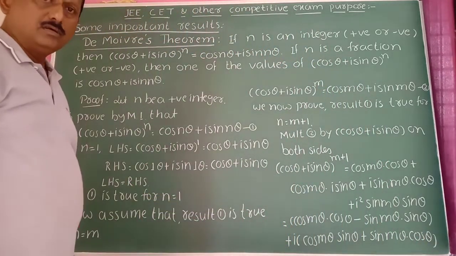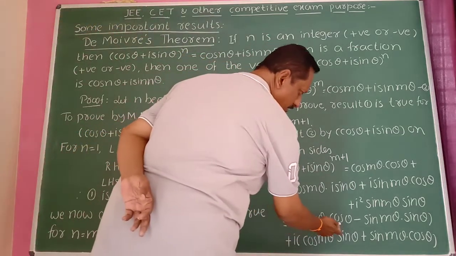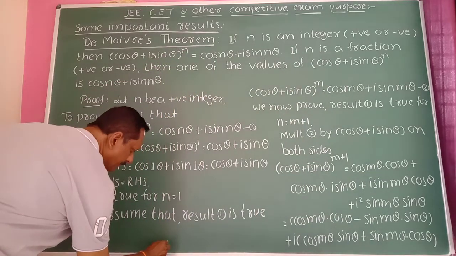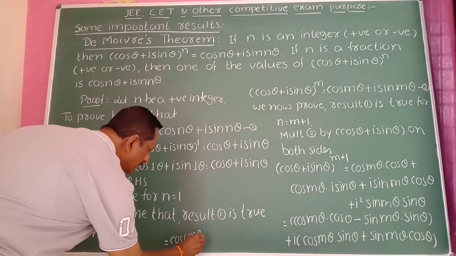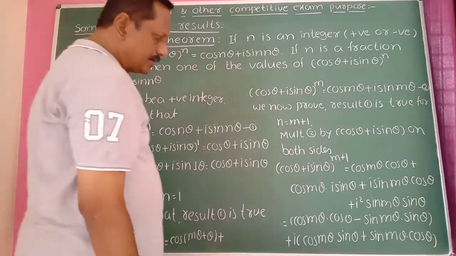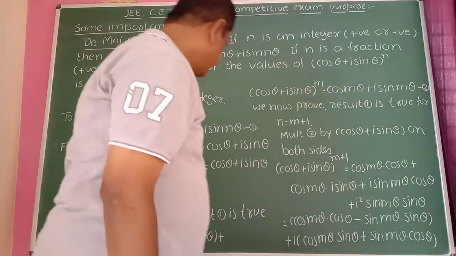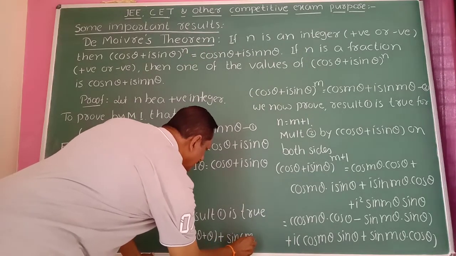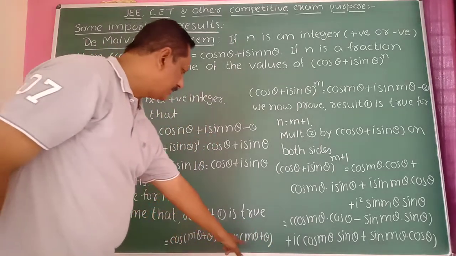According to the compound angle formula in trigonometry, cos m theta cos theta minus sin m theta sin theta is equal to cos of m theta plus theta. Then plus i times, sin m theta cos theta plus cos m theta sin theta becomes sin of m theta plus theta. You can take theta as a common factor here.